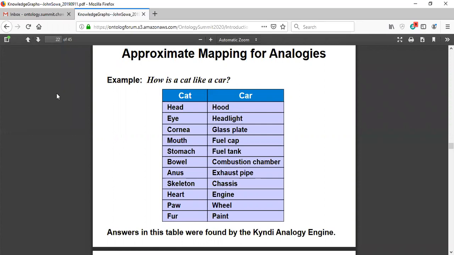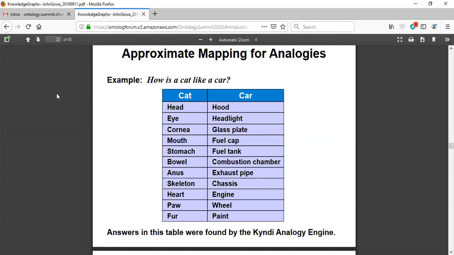A bowel is like a combustion chamber. The anus is like an exhaust pipe. The skeleton of the cat is like a chassis of a car, the heart is like an engine, the paw is like a wheel, and fur is like paint. And so it found this analogy very quickly and very nicely. Now, the point is that it can also do approximate mappings.